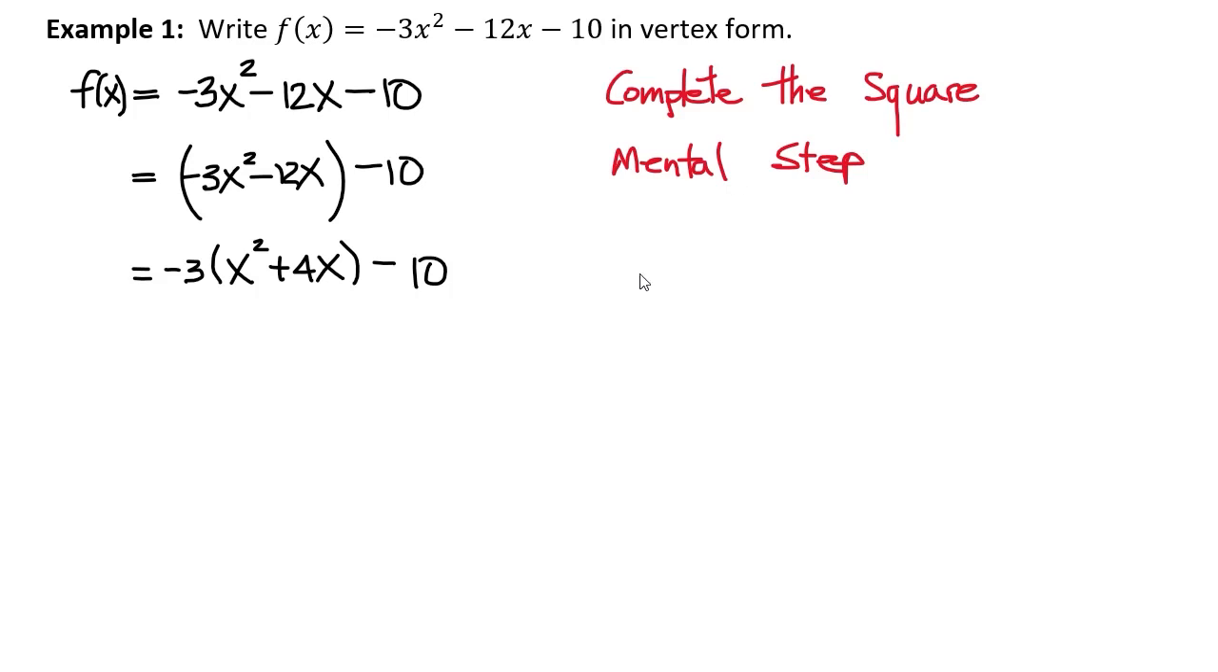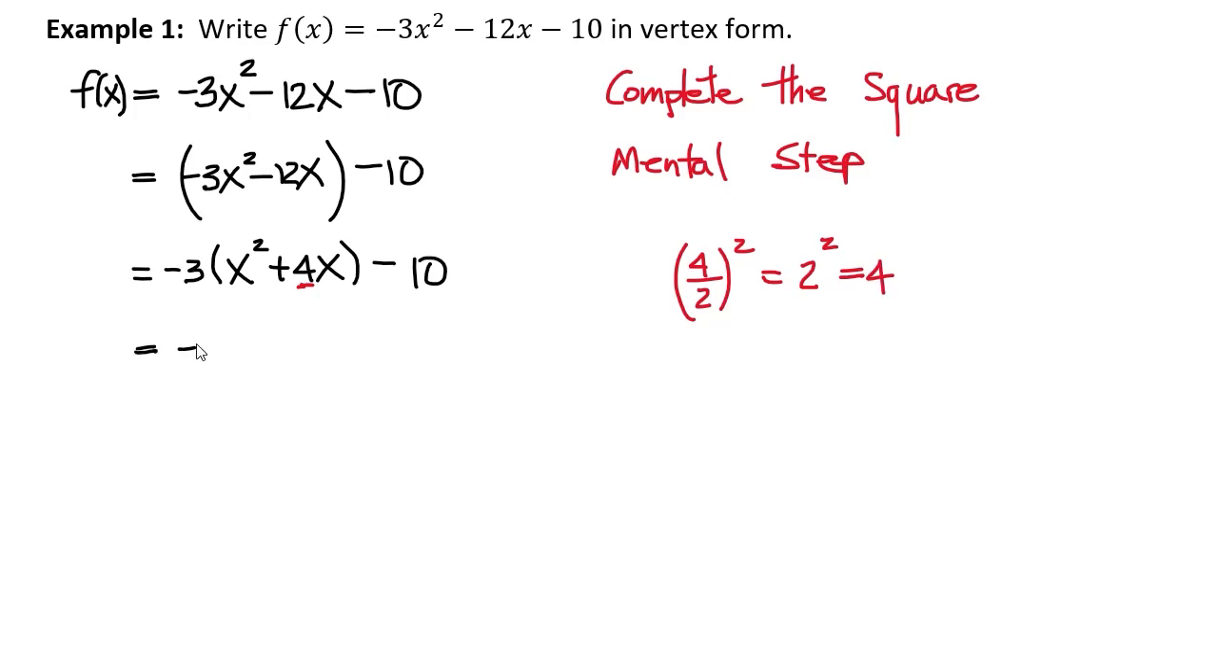Now, whenever I complete the square, I always take 1/2 the coefficient of the x term. So the coefficient of the x term is 4. Take 1/2 of that and square it. I want you to write all of these steps. If you don't write all of these steps, you'll be much more likely to make a mistake. So that, of course, equals 2 squared, or 4, doesn't it?